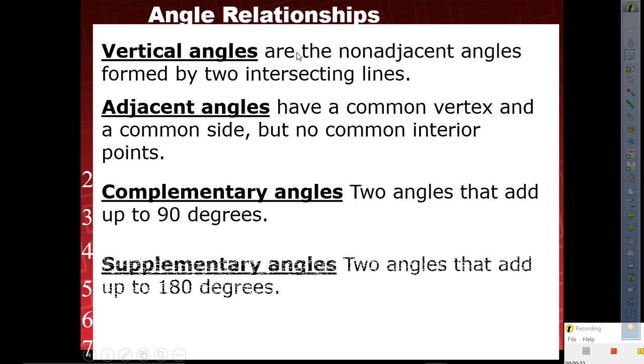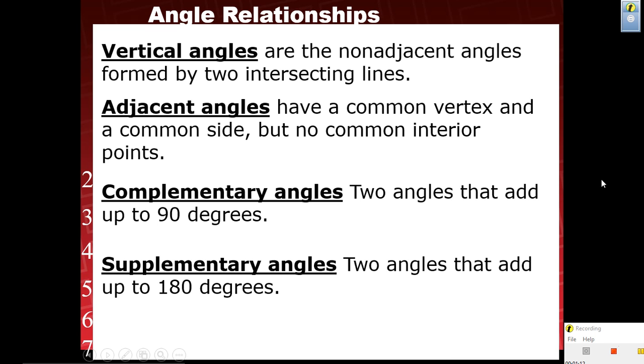Instead of the Frayer model, you're going to write these terms down. Vertical angles are the non-adjacent angles formed by 2 intersecting lines. Adjacent angles have a common vertex and a common side, but no common interior points. Complementary angles are 2 angles that add up to 90 degrees, and supplementary angles are 2 angles that add up to 180 degrees. So copy that. This should go instead of your Frayer model in that section where you usually put your Frayer model. Okay. So copy that, and then I'll elaborate more on that as soon as you're done.